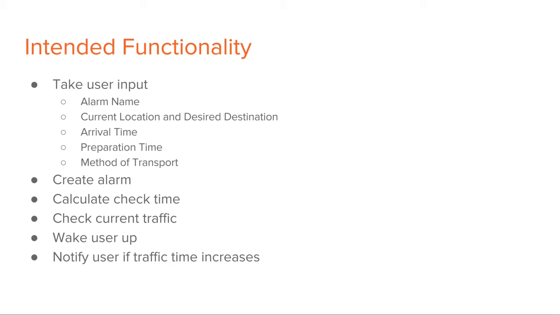Starting at the calculated check time, the app would look at the traffic time and calculate if there's sufficient time to get ready. If the time is right, the app would ring an alarm so that the user would wake up. The app would continue to update the traffic time, and if increased, would notify the user.